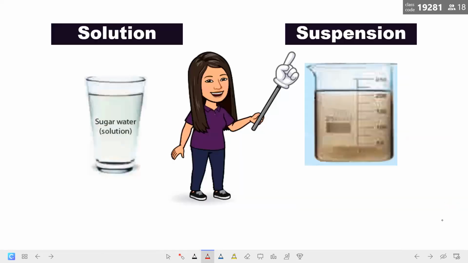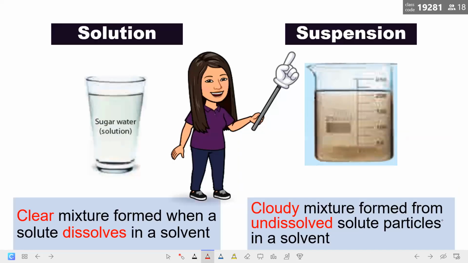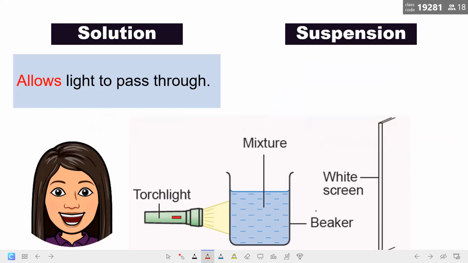So what's the difference? If it's a solution, it will dissolve and it's clear. If it is a suspension, it's cloudy and it is undissolved. That's the difference between a solution and a suspension.